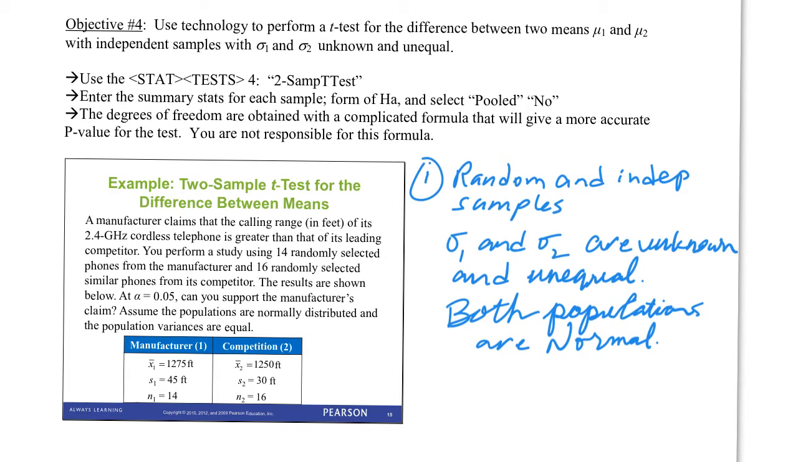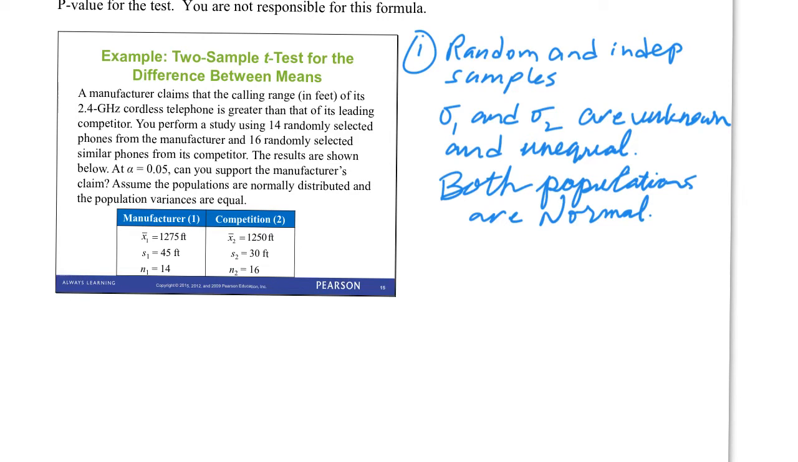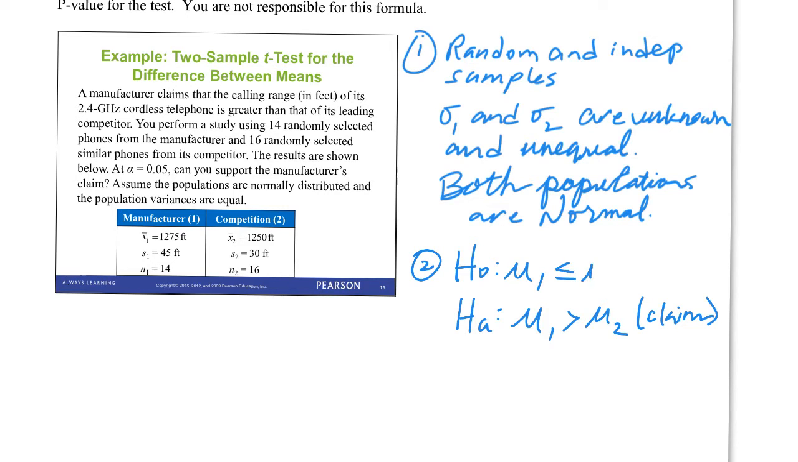Okay, after we do the verify step, step 2 is to write down the pair of hypotheses. If you hear the claim being made, there's a manufacturer claiming that their cordless phones have a greater range than the competitor. So I'm hearing a claim that the mean for population 1 is greater than the mean for population 2. I'm going to write that down next to HA because of the inequality. And then the null is the complementary claim that mu1 is less than or equal to mu2.